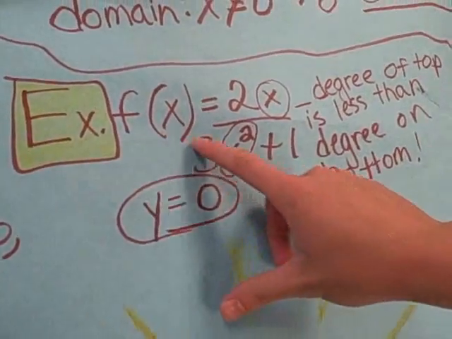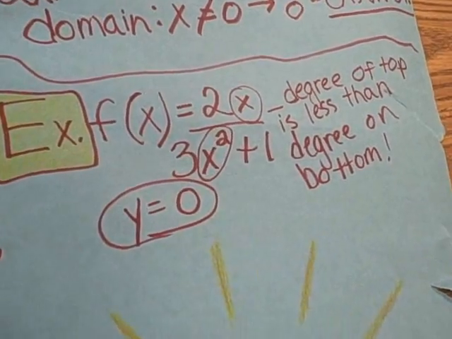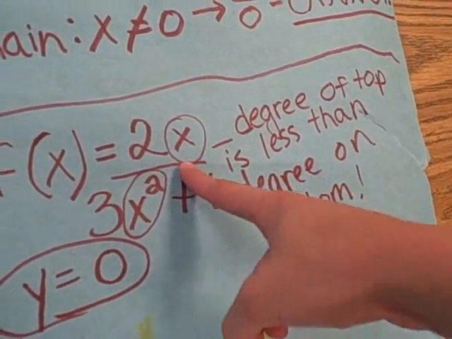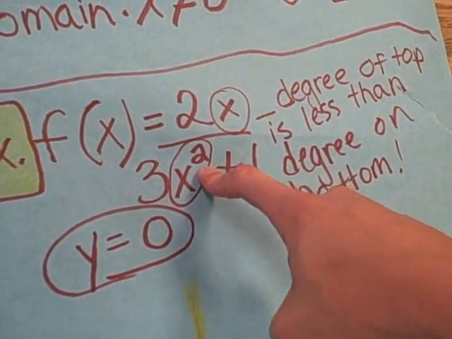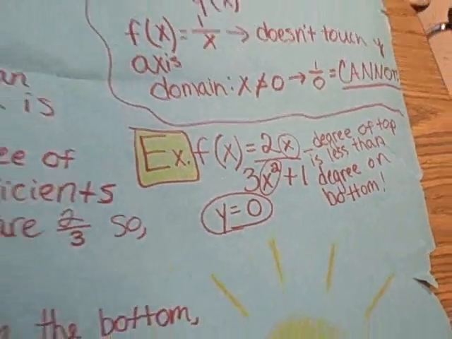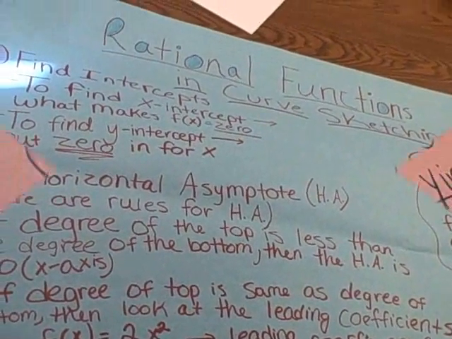Okay, so f of x is 2x over 3x squared plus 1. The degree of the top is less than the degree on the bottom because, see, right here you just have x. And since you just have x, you're going to have a 1 there. But x squared is bigger, so y equals 0. Okay, that is our explanation of rational functions in curve sketching, and I hope it made sense.